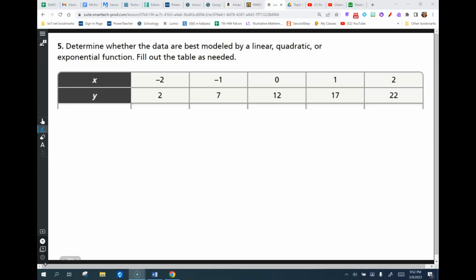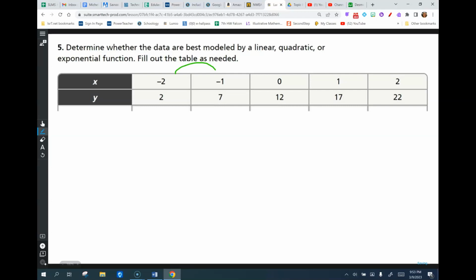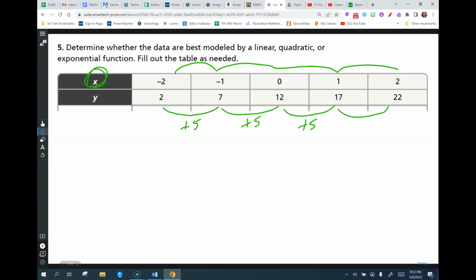Okay, here we go. We're going to decide if this is linear, quadratic, or exponential. Let's look at our x values. Does it change by the same amount? Goes up by 1, up by 1, up by 1, up by 1. There we go, so we can use this. If that is not true, then you cannot use it, so you've got to check for the x first. Check for linear. Goes up by 5, up by 5. Are you serious? Yes, goes up by 5. This is a linear.